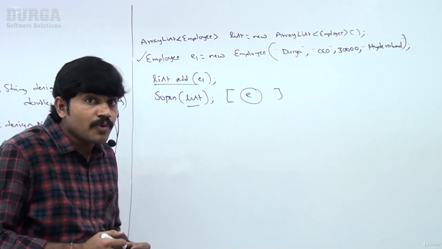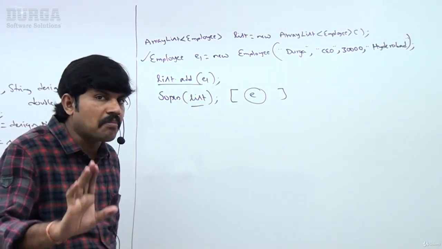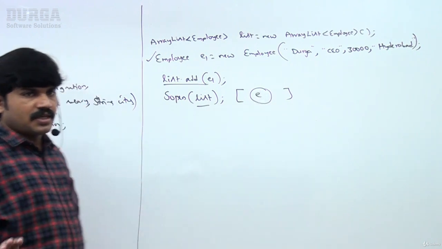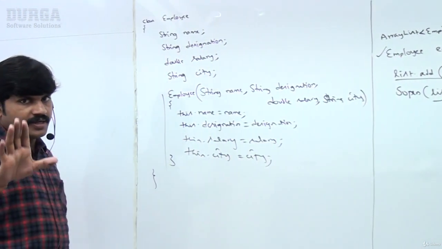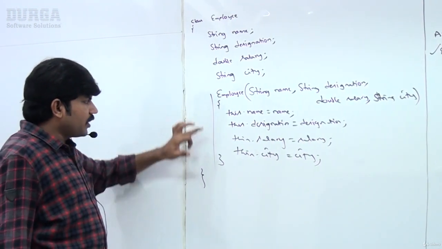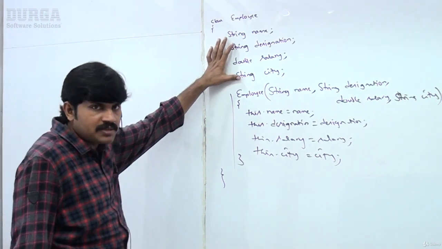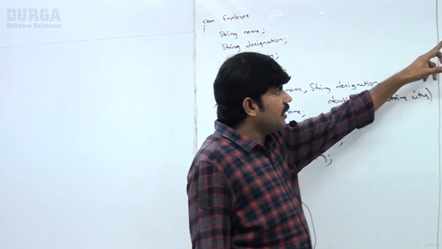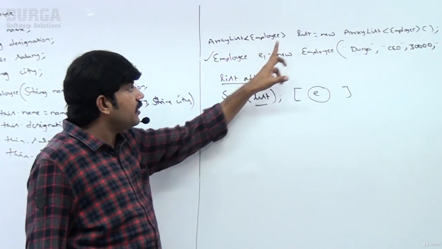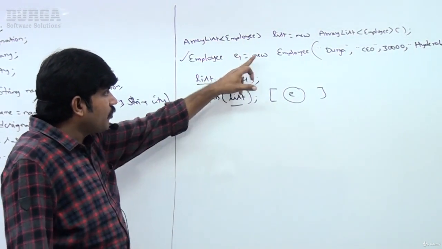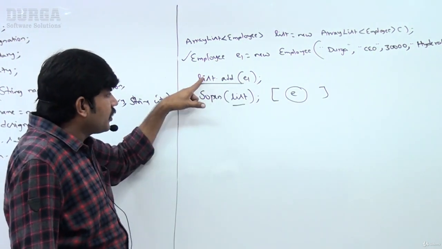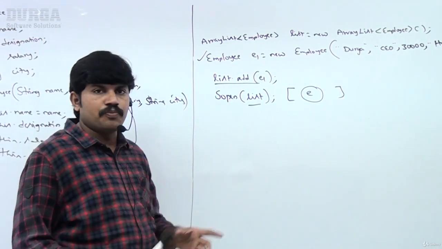But how is the employee object information going to come? That's a very important point. Up to this it is clear for all of you, right? Sir, observe what I did in part 1. I wrote one employee class with 4 variables and a constructor to perform initialization. Next I created an array list of employee objects. Next I created one employee with the name Durga, CEO, like this. I added that employee to the list and then I'm trying to print this list.